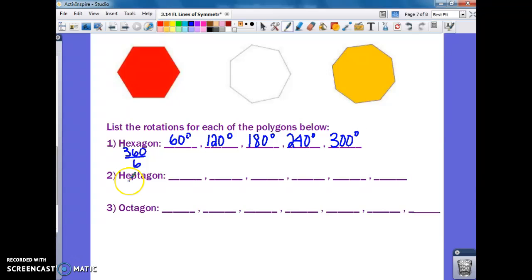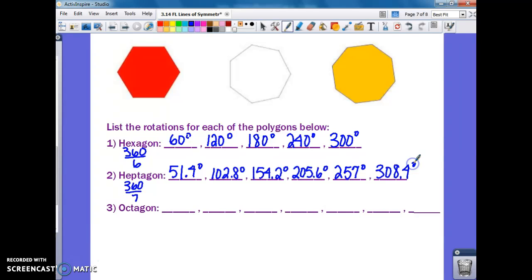A heptagon has 7 sides. We get approximately 51.4. Multiply that by 2, 102.8. Add 51.4 to that, we get 154.2. Add 51.4 to that, we get 205.6. Add 51.4 to that, we get 257. Add 51.4 to that, we get 308.4. Which we rounded there, so we're not going to come exactly to 308 because we rounded.